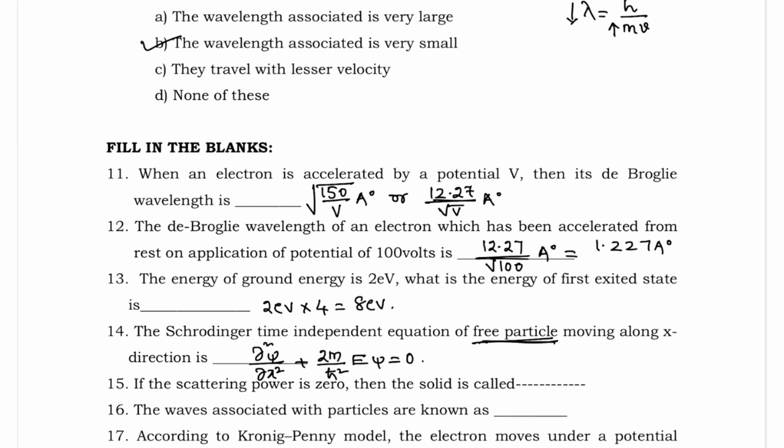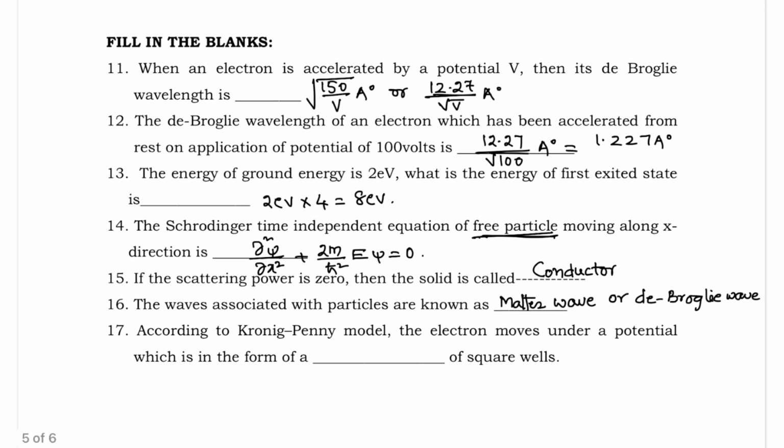If the scattering power is 0, then the solid is called a conductor. A wave associated with a particle is called a matter wave or de Broglie wave.